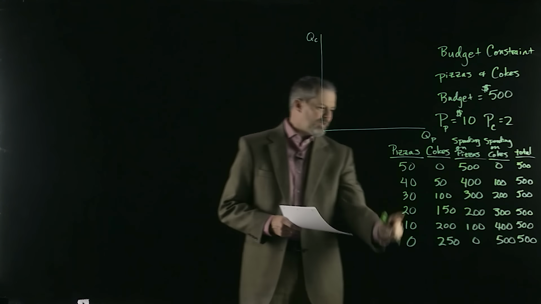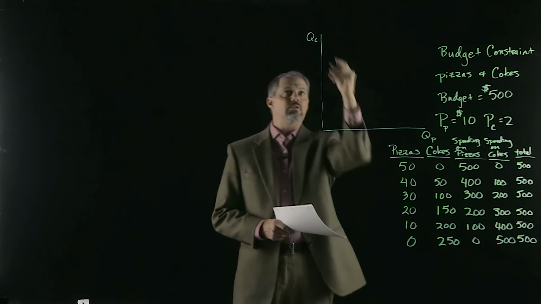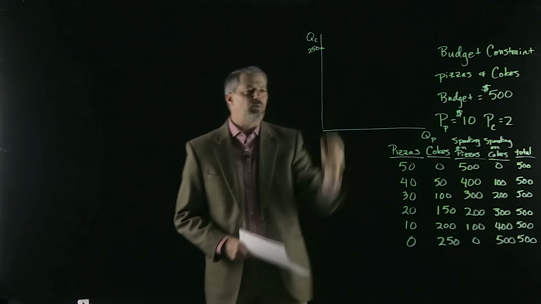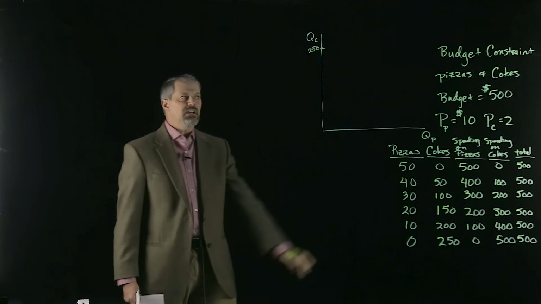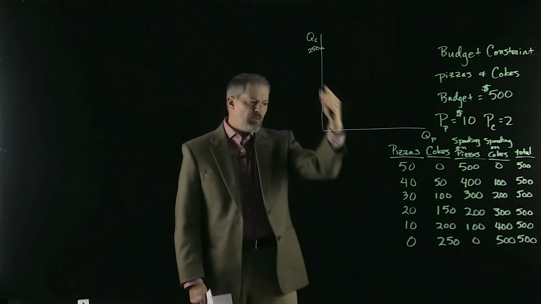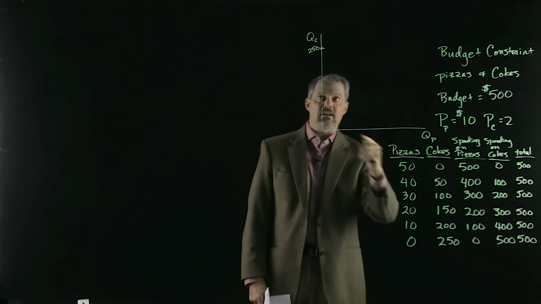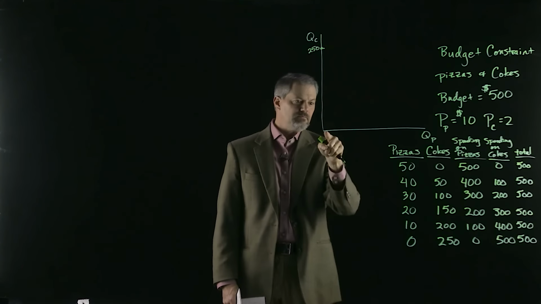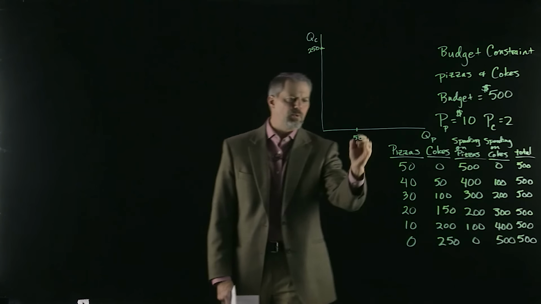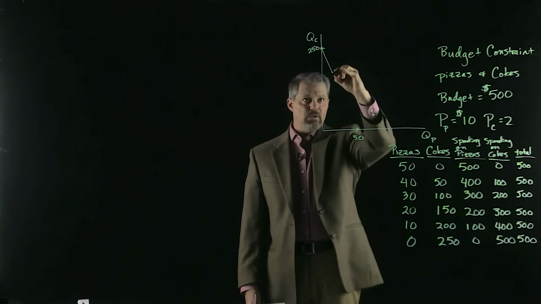So one possibility, if we're thinking about Cokes, is that we could spend all of our money on Cokes and we could buy 250 of them. So there's that point right there, a point that is going to be on this budget constraint. And then there's a whole bunch of points in between, and the other end point is where we purchase 0 Cokes, but 50 pizzas. That's another point. And then if we connect those 2 points, we get the budget constraint.